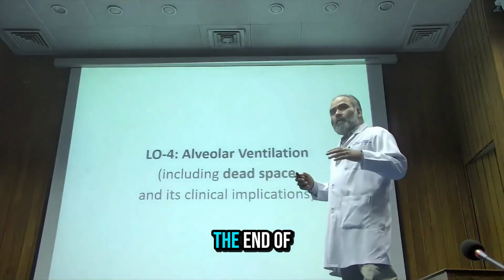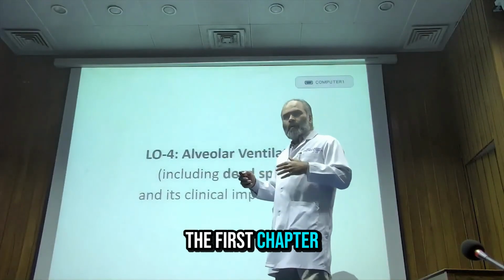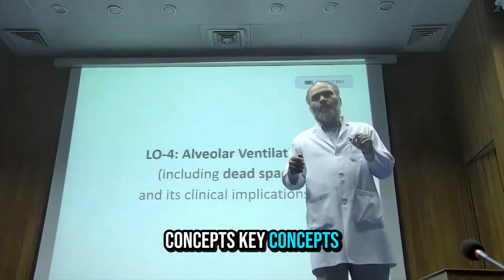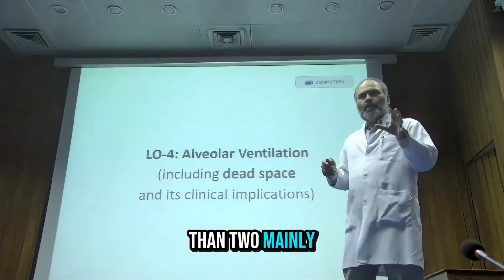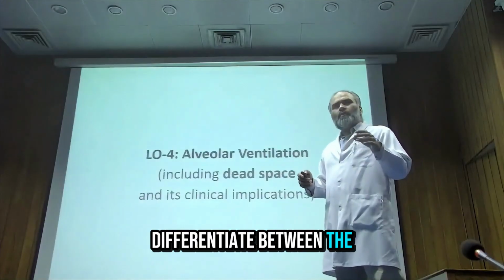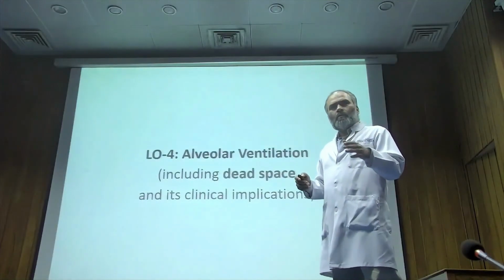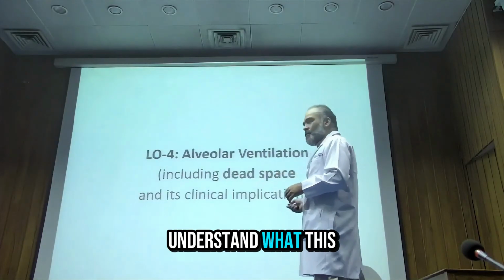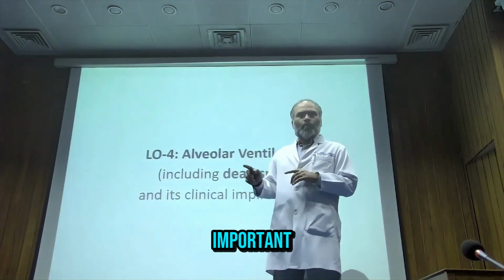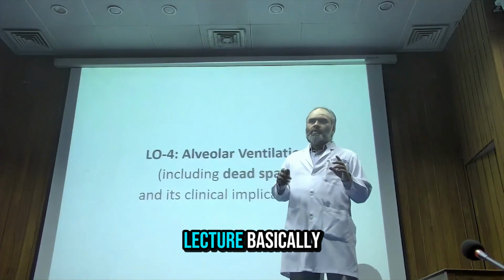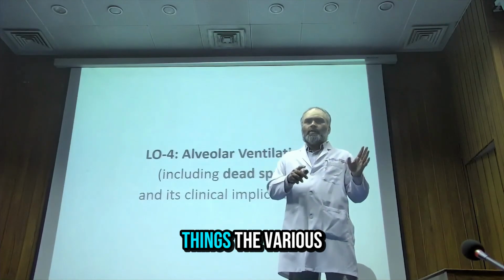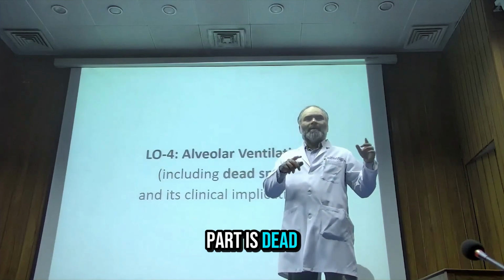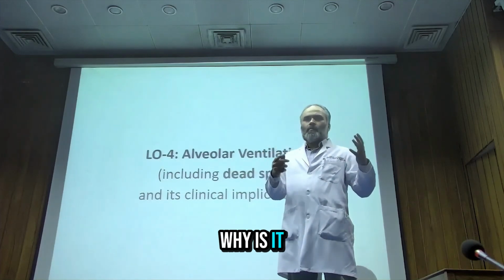So this is the end of the first chapter. This is really one or two key concepts, but not more than two mainly. We need to differentiate between the various types of ventilation, so we'll look at that. And then we have to understand what this dead space stuff is. It's very important, okay? So this lecture basically focuses on two things: the various types of ventilation, and the second part is dead space, what does it mean, why is it important?